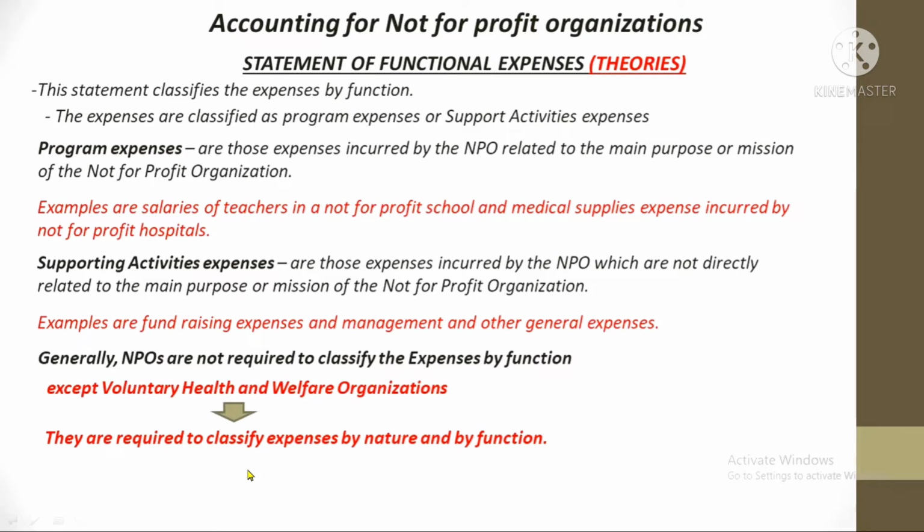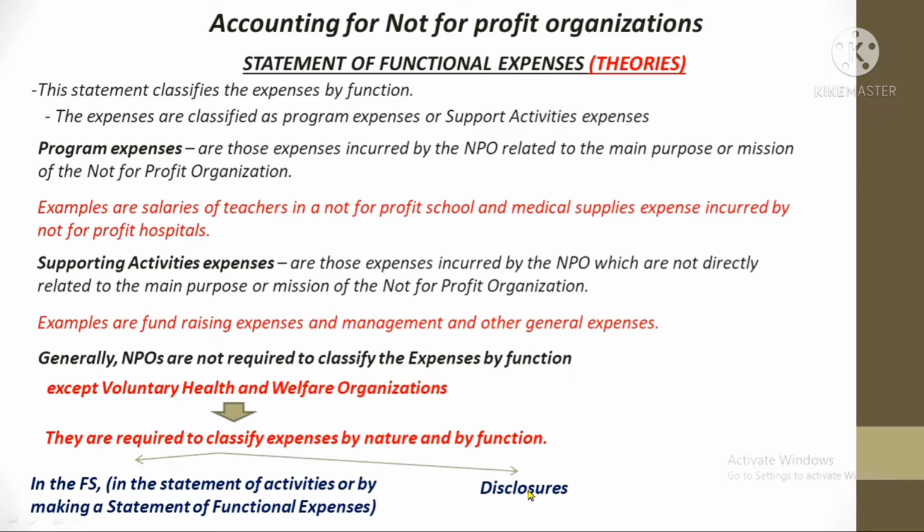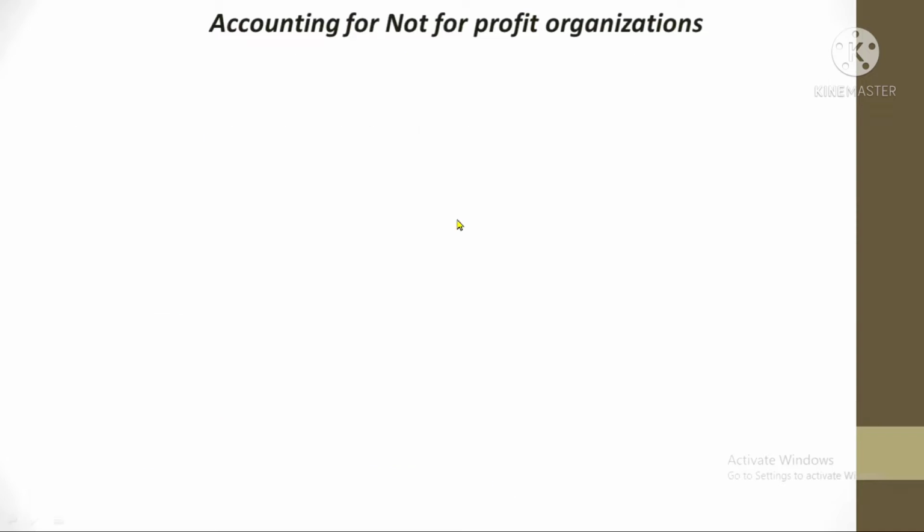So, voluntary health and welfare organizations and those NPOs who chose to classify expenses by function have options. So, first option, they can classify it in the financial statements, specifically in the statement of activities. So, that's option 1. Or they can make a separate statement known as a statement of functional expenses. So that's the second option. And the third option is to classify expenses in the disclosures of the NPO. So that's their options. Now, let's go to the statement of functional expenses sample.